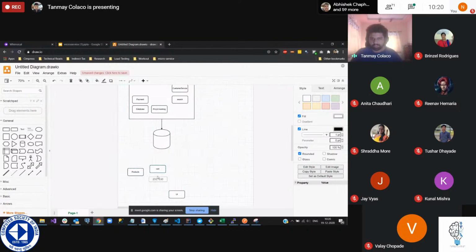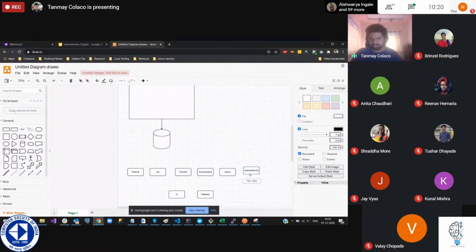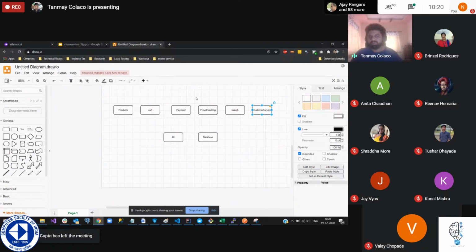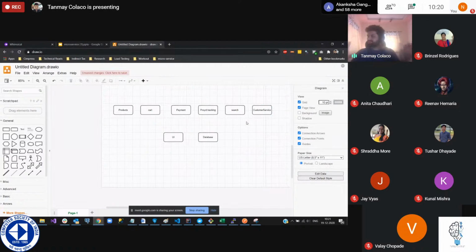This is product, this is cart, this is payments, there is a database, service, search, there is customer service. Now if you see, I have split, and this is known as microservices. Suddenly the monolith has become microservices.